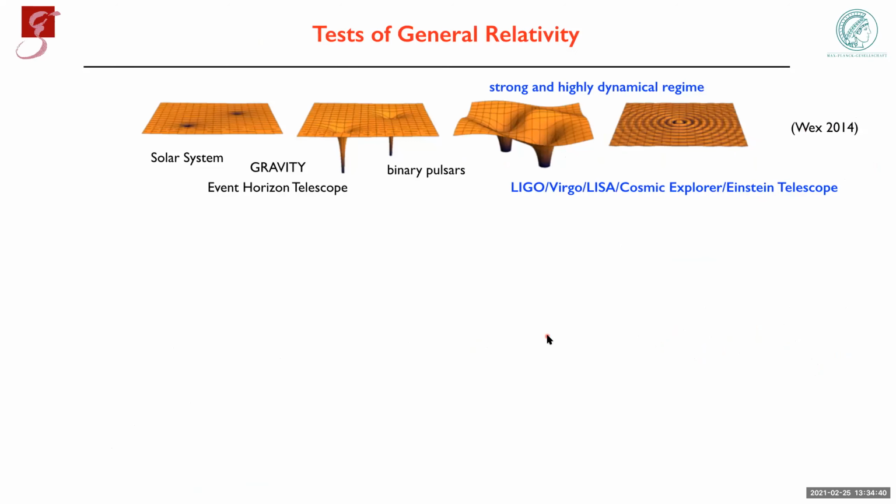We heard yesterday, already in the session of yesterday, talks about the fact that with ground-based and future space-based detectors, we are probing the strong, highly dynamical regime of gravity, which is not accessible from the solar system. Also, experiments like GRAVITY and, of course, the Event Horizon Telescope are looking more at stationary black holes and either matter or photons that interact, and then we observe. Binary pulsars probe strong field, but still low velocity.